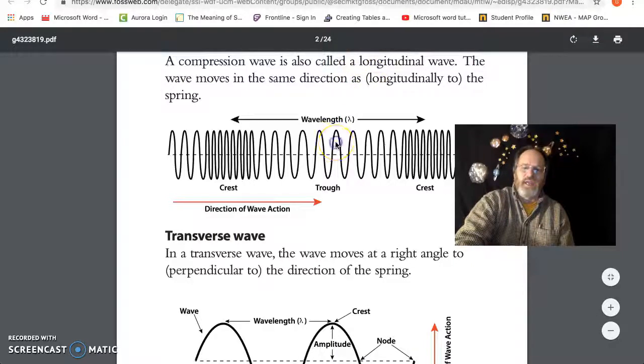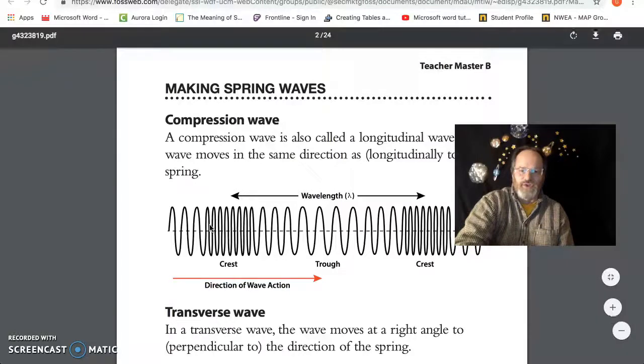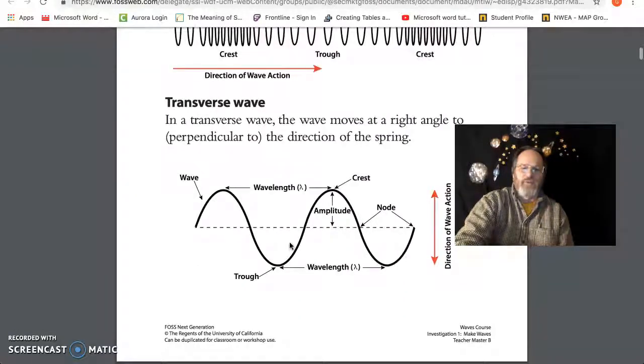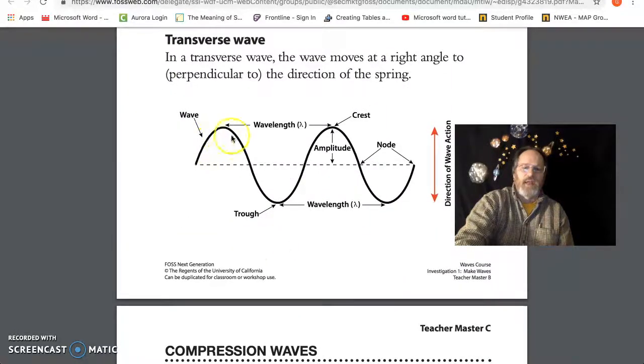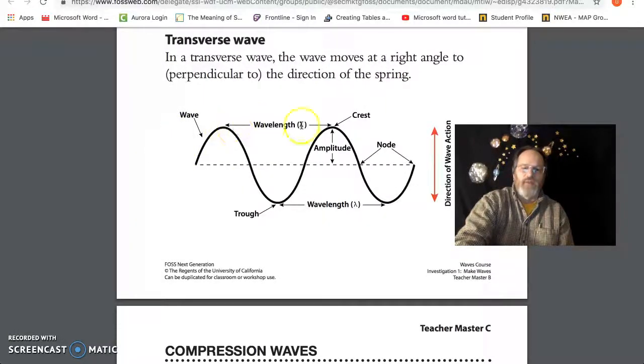Here is a compression wave. Compression waves, or longitudinal is another word for them. They go back and forth, okay? Transverse waves are perpendicular, and these are some of the terminology that you'll be getting to know. The wavelength is the distance between two crests. Okay, here to here. Crest is the top part of the wave.